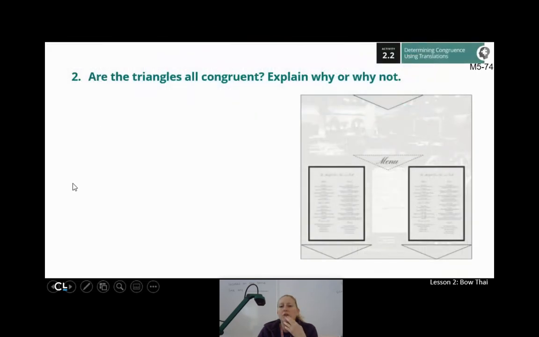My first question for you: are the triangles all congruent? Explain why or why not. Hit pause, jot down your thoughts, hit play to check your work. You can use your compass to check if you like. You can measure those distances a little bit.